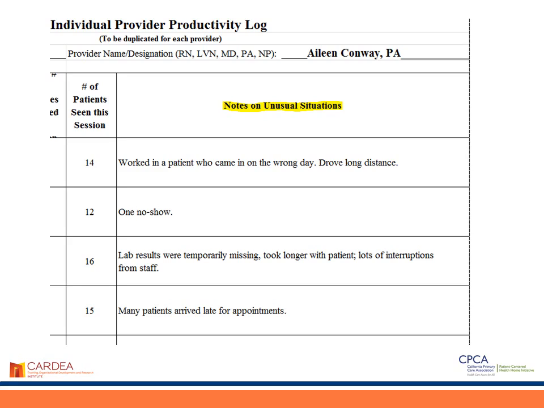She has also included some notes about what may have contributed to the results. During the first shift, she saw a patient who came in on the wrong day, but because the patient had driven a long distance, she worked her in. The second shift had 1 no-show, and during the third shift, a patient's lab results were temporarily missing, so the visit took longer, and there were also lots of interruptions from staff. And during the last shift, many patients arrived late for their appointments.